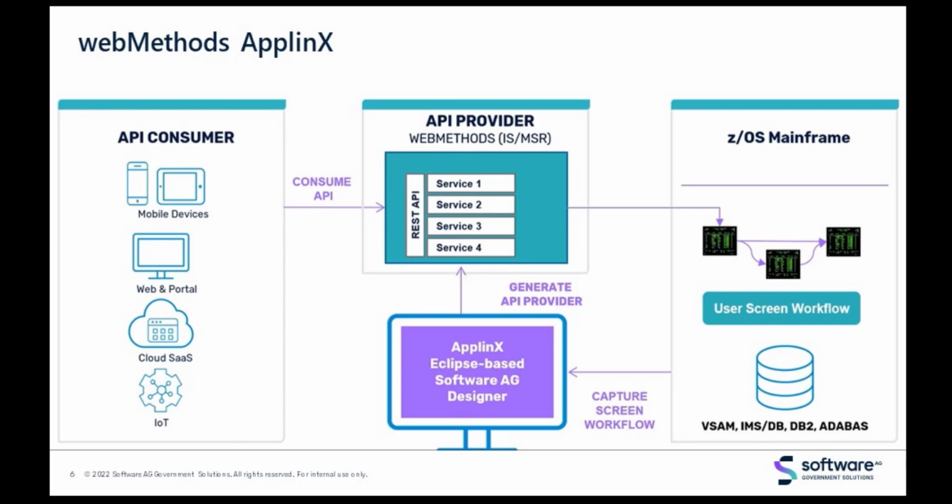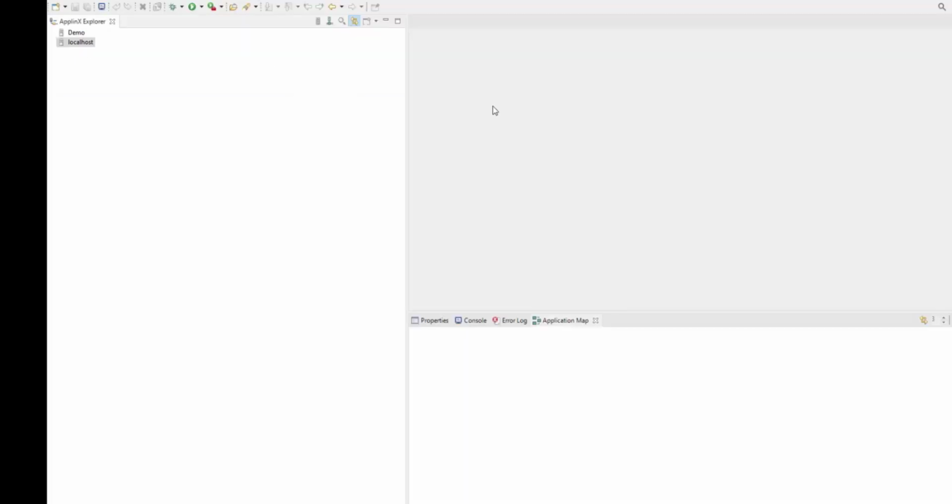You can see the architecture of this video where on the right of the drawing we record the transaction. We then REST API enable the green screen transaction with webMethods ApplinX in the middle of the drawing, and lastly expose the REST API for use by any REST API consumer on the left of the drawing. We will now demonstrate this process to you.